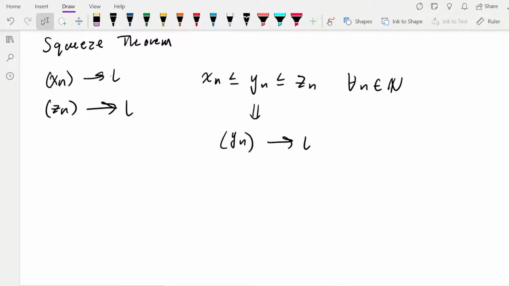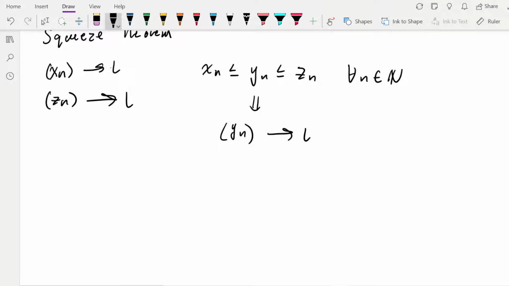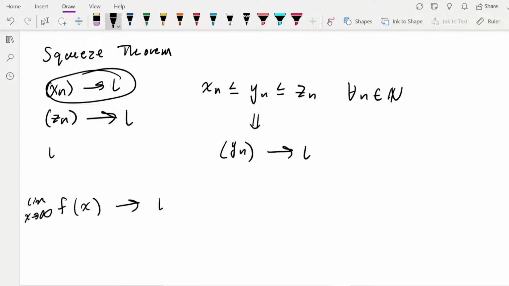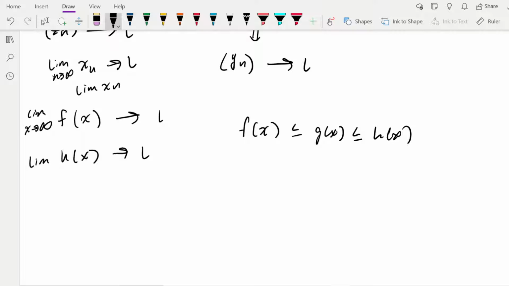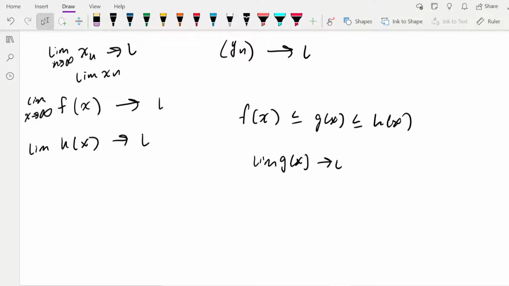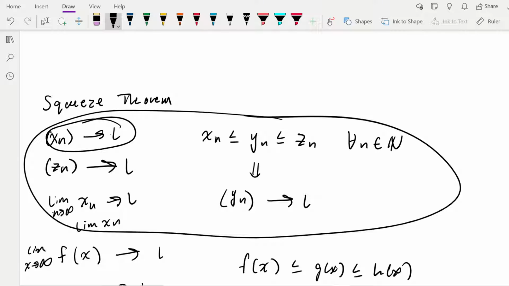And if you've seen this in calculus, it's basically like if the limit as x approaches infinity of f of x approaches some limit, and when I write this, I basically mean the limit as n approaches infinity of the sequence x of n approaches L, but it's just shorthand. Or sometimes I'll write lim x of n. That also just means the limit as it approaches infinity. So if this is true, and the limit of, let's say, h of x also approaches L, and f of x is always less than or equal to g of x and h of x, then g of x also approaches L, right? The limit as it approaches some value. But this is an intermediate step in proving it, and I'll only be proving that this is true.